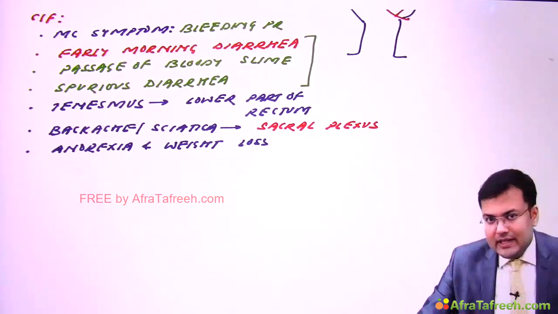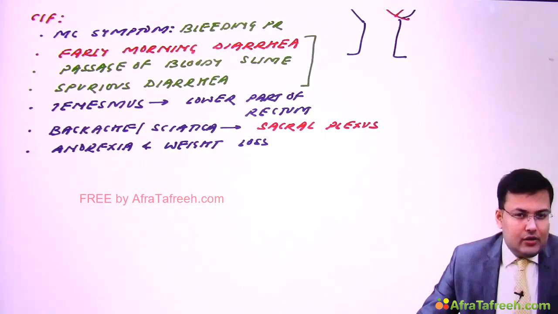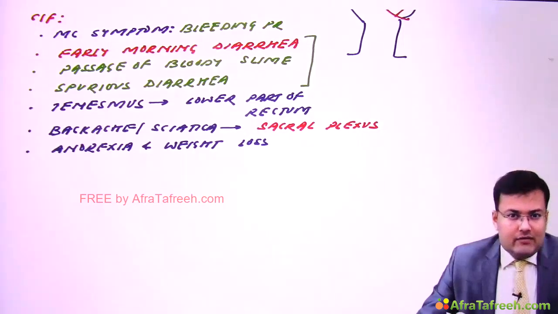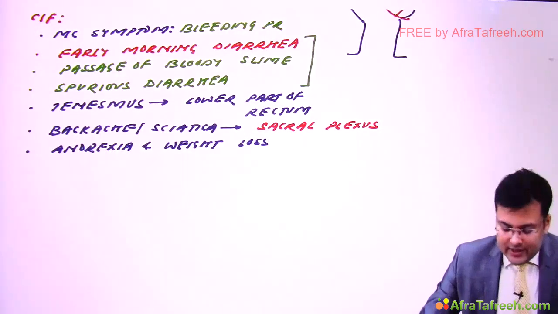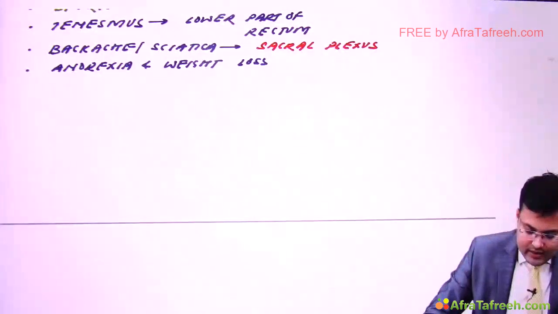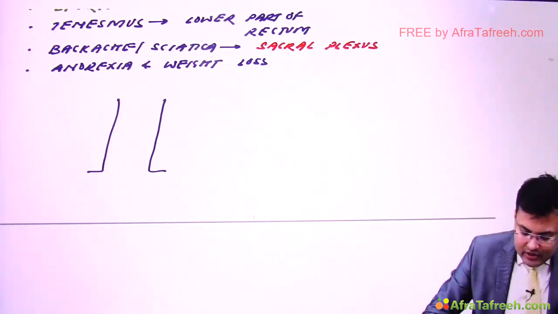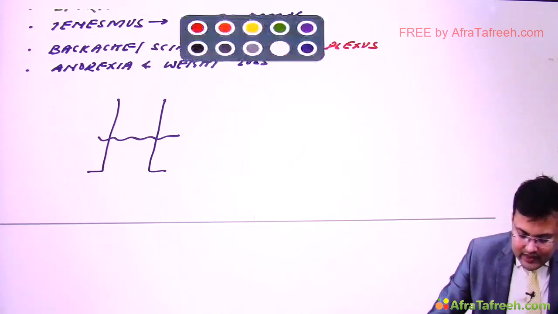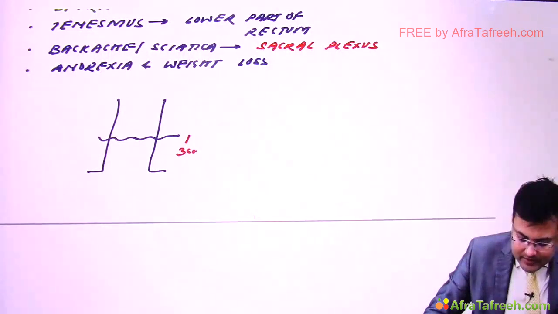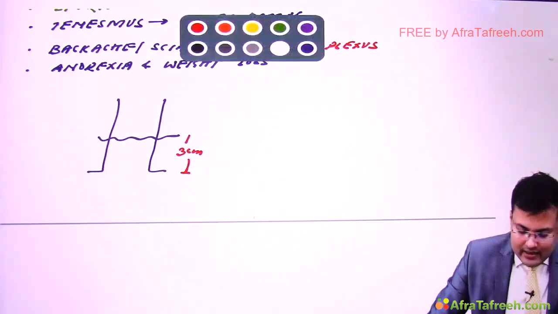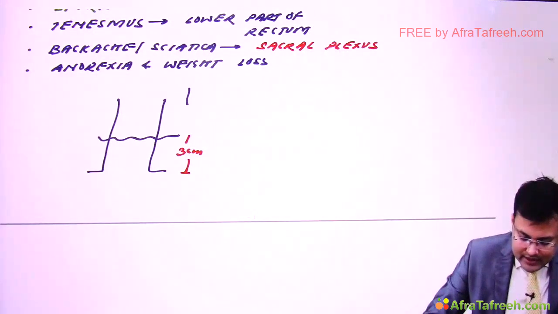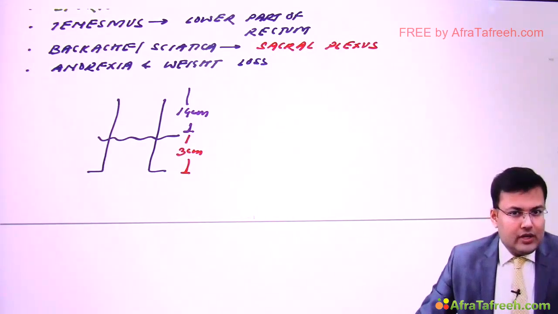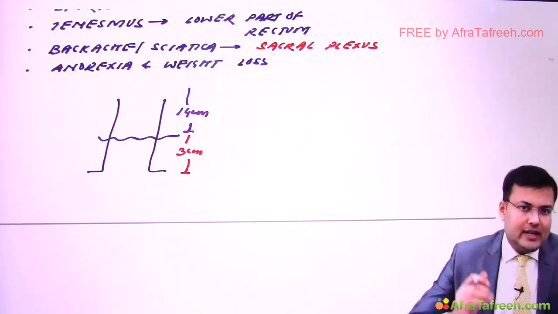Now coming to the investigation. Obviously we will go for biopsy, but which investigation is used for taking biopsy? See, it's easy to understand. If you see, what's the length of anal canal? The length of anal canal is 3 centimeter. Okay, and what's the length of rectum? The length of rectum is 14 centimeter. So which instrument you want? Minimal length of that instrument should be 17 centimeter if you want to assess the full rectum.